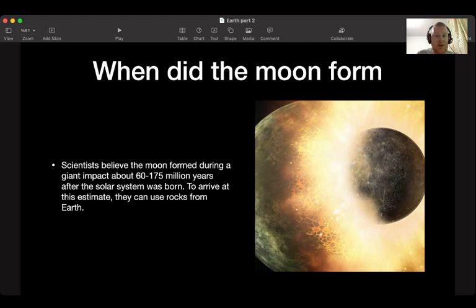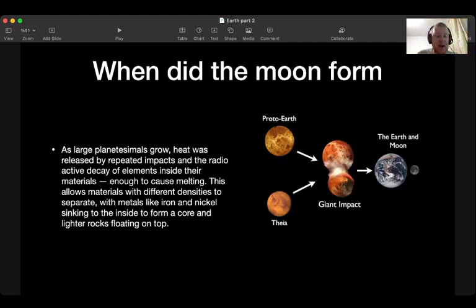So, next, as large planetesimals grow, heat was released by repeated impacts and the radioactive decay of elements inside their materials, enough to cause melting. This allows materials with different densities to separate, with metals like iron and nickel sinking to the inside to form a core and lighter rocks floating on top.